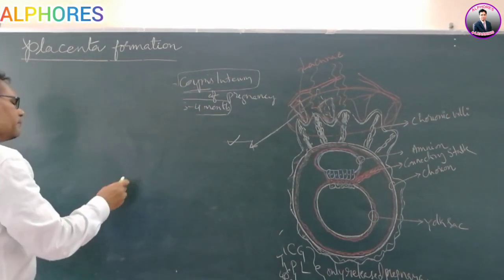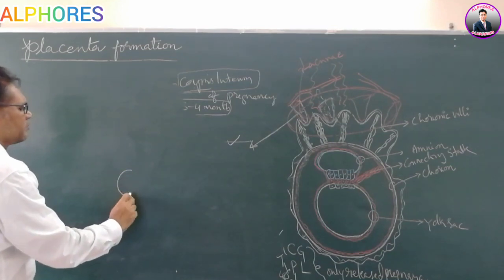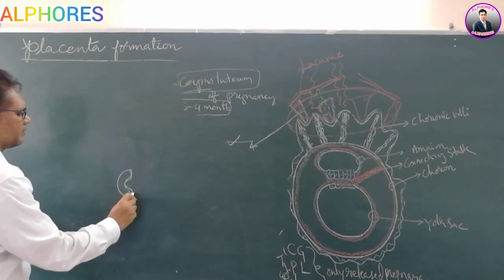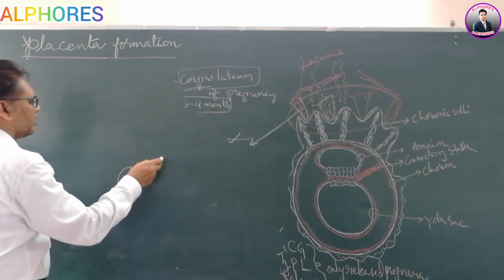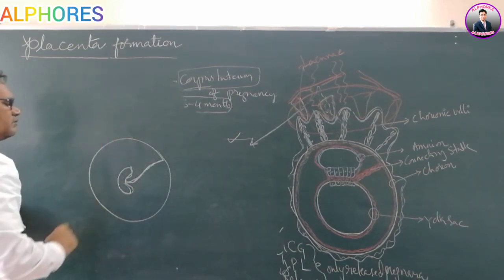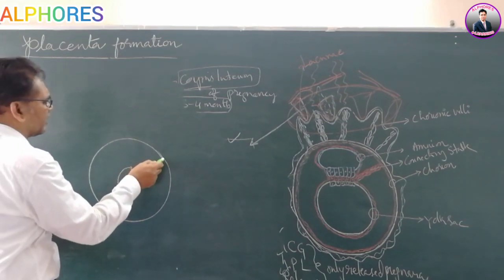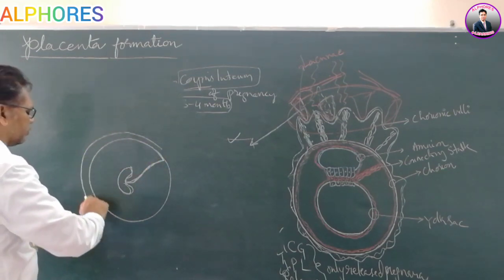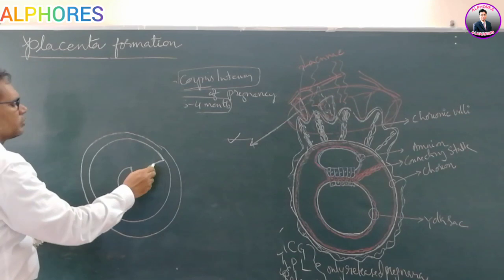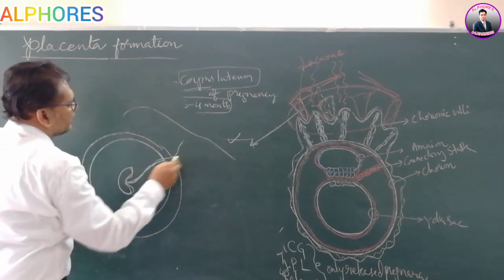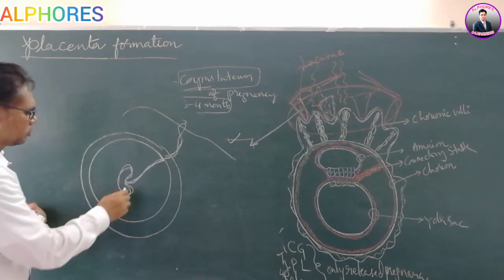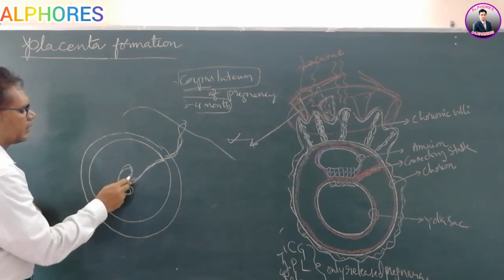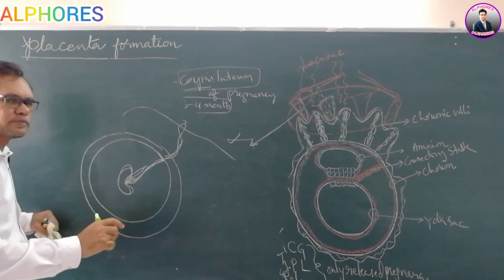Now this is how it appears inside. This is the baby, attached to the umbilical cord. Now this is the amniotic sac and these are the chorionic villi. This is the chorion, which is attached to the uterine endometrium. This is how it looks. The yolk sac is degenerated. Allantois is present but not useful for excretion.